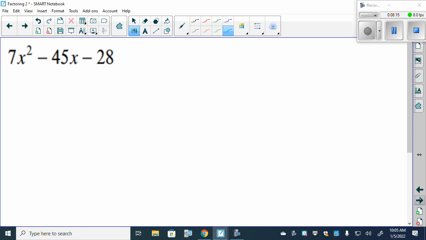7x squared minus 45x minus 28. Is there a greatest common factor between these three terms? Yes. 7 and 28 do have a greatest common factor of 7, yes? 45 is not divisible by 7. So there is a common factor between 7 and 28, but not with 45. So move on to two sets of parentheses with three spaces.